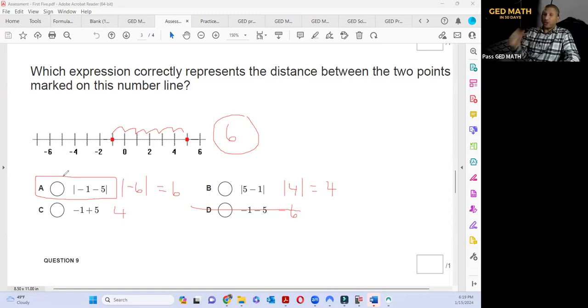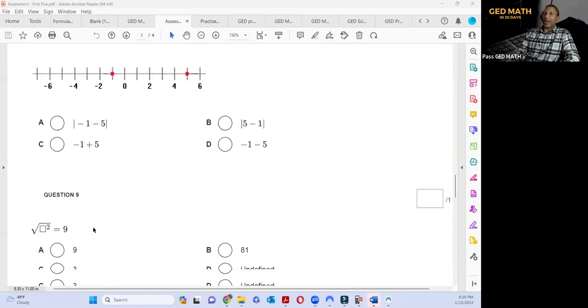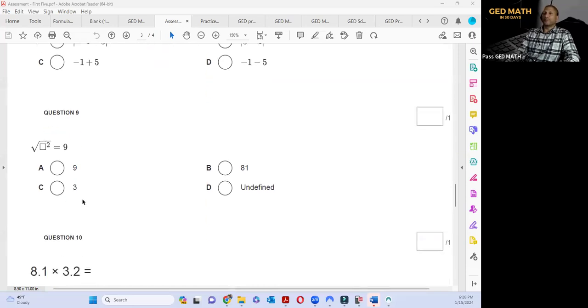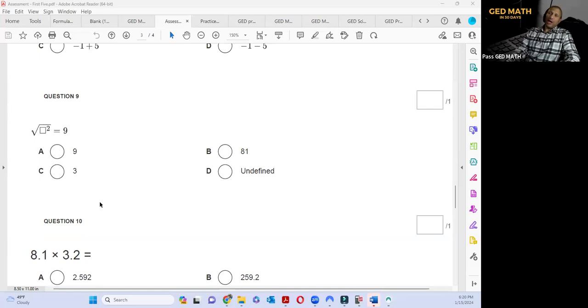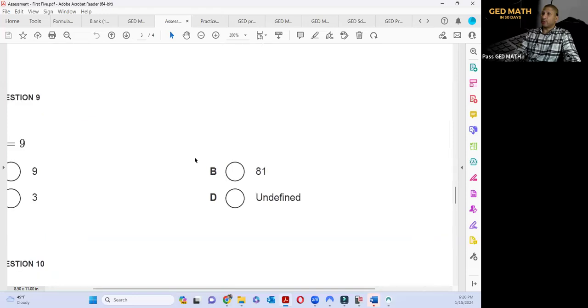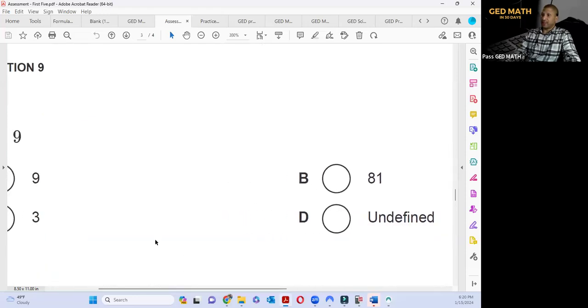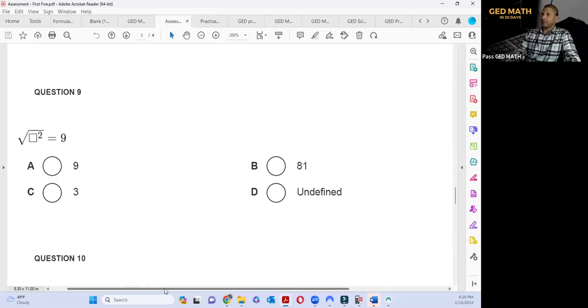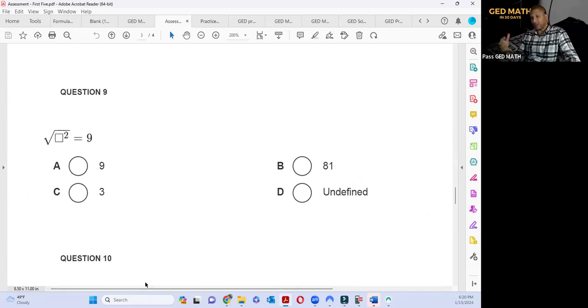Okay. Again, one of the most missed questions on the GED exam: the distance between two numbers where the answers are absolute values. Now, this is also another one of the most missed questions on the exam. Let me make this a little bit bigger because I had a lot of questions on this over the weekend. A lot of people didn't understand this.